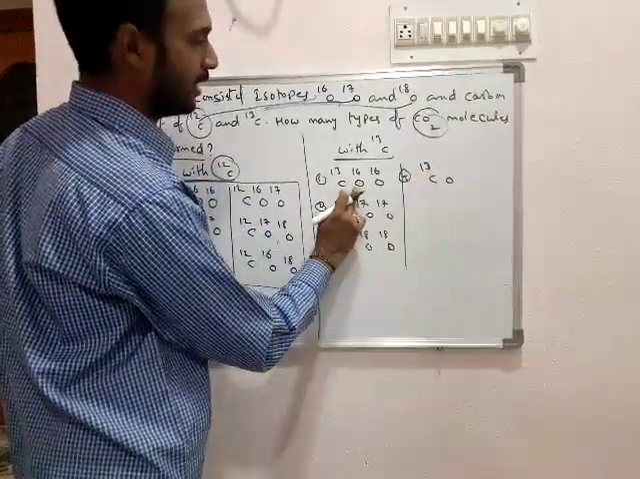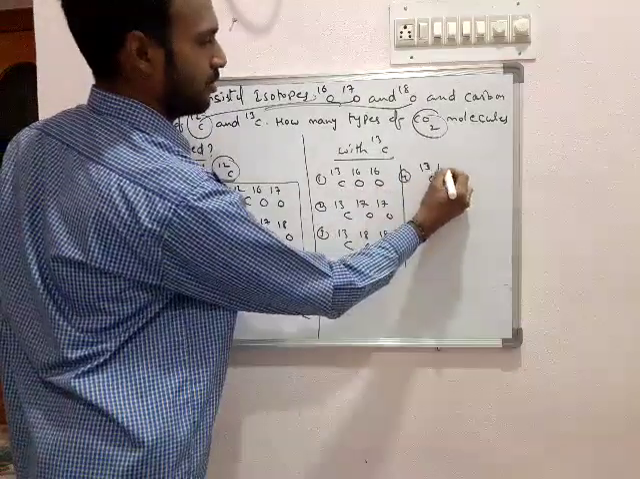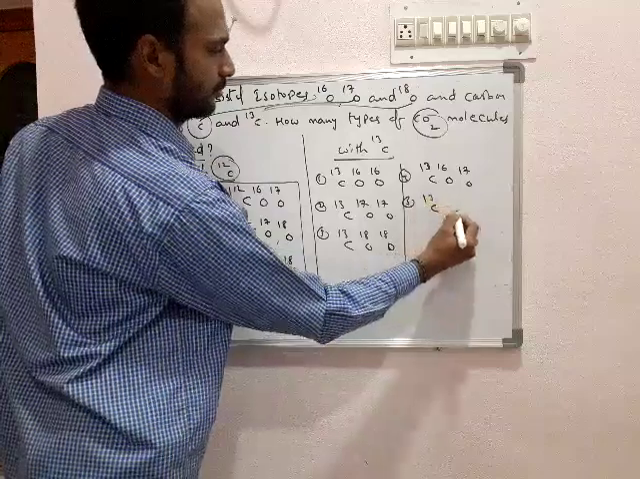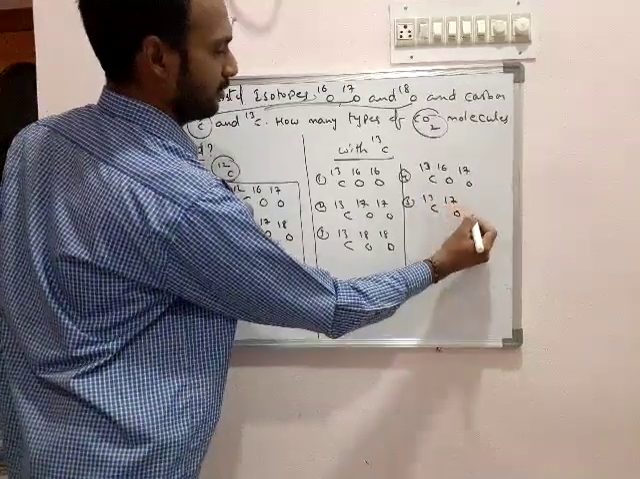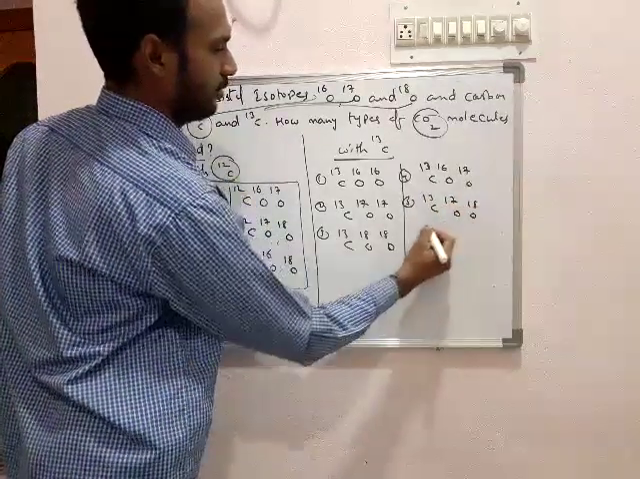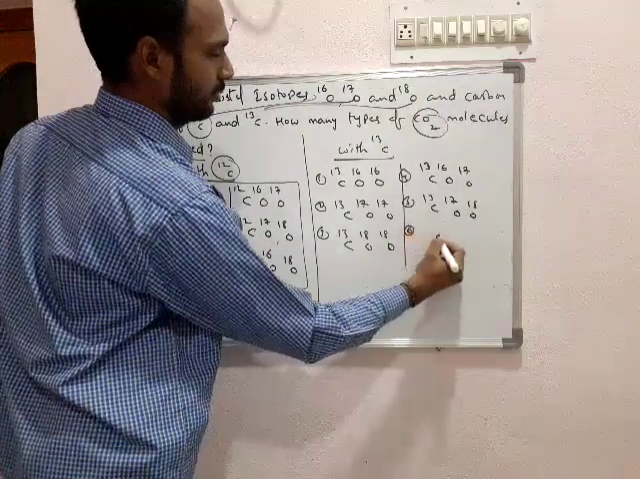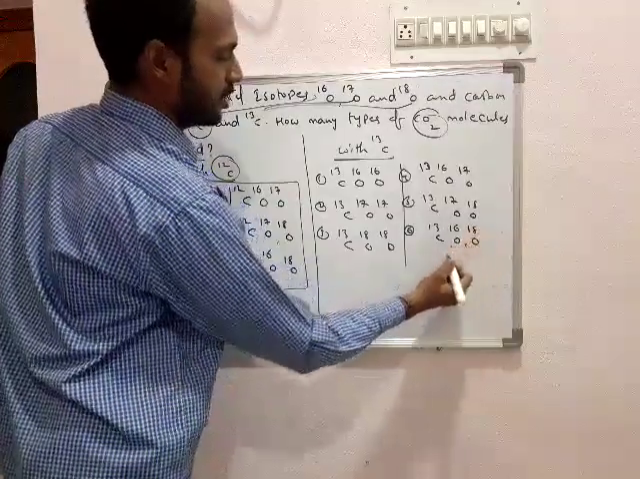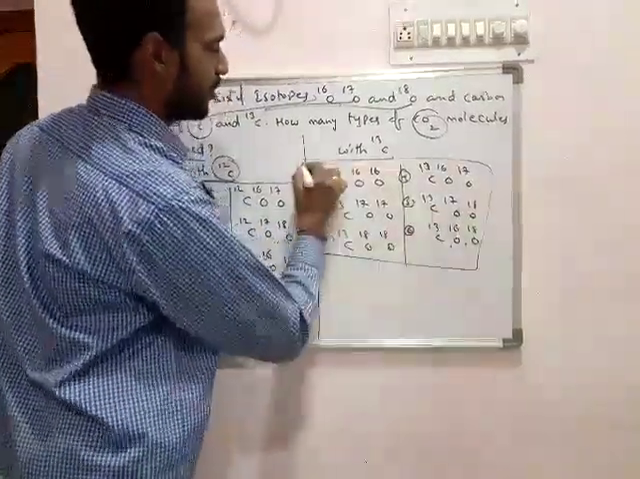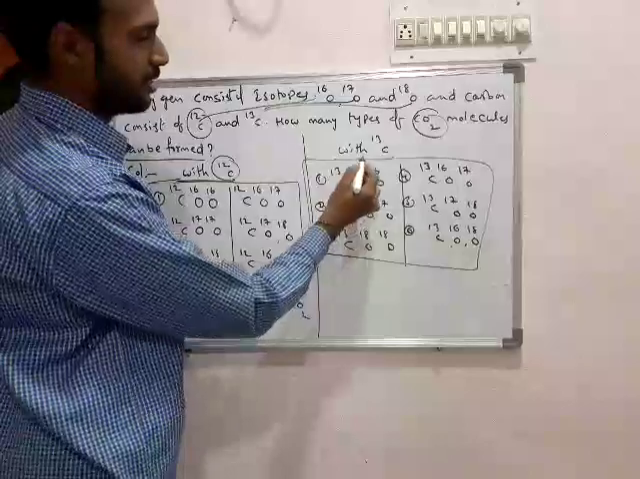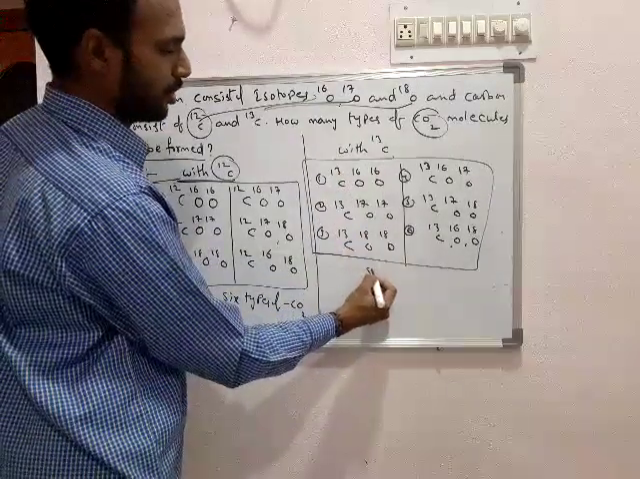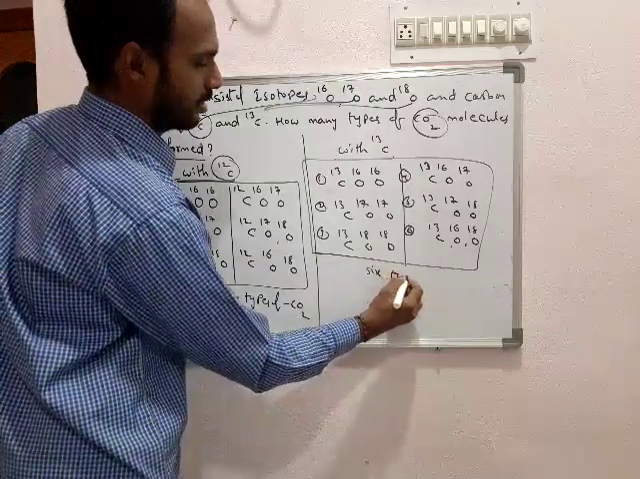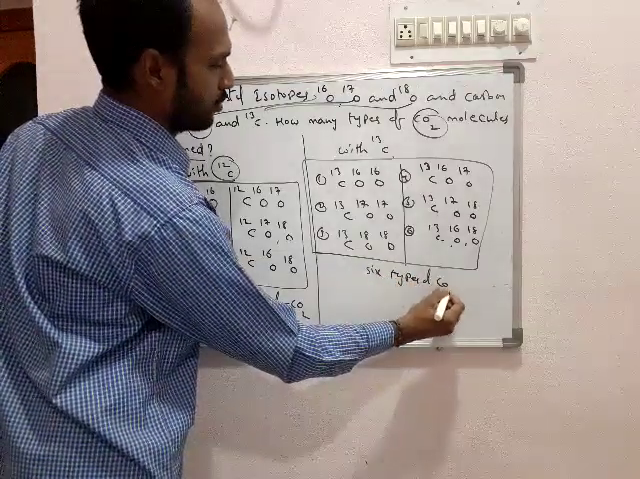And we can combine these two isotopes, that is O16, O17 and O17, O18 and O16, O18. So again here also there is a combination. With this combination there are 6 different CO2 molecules present.